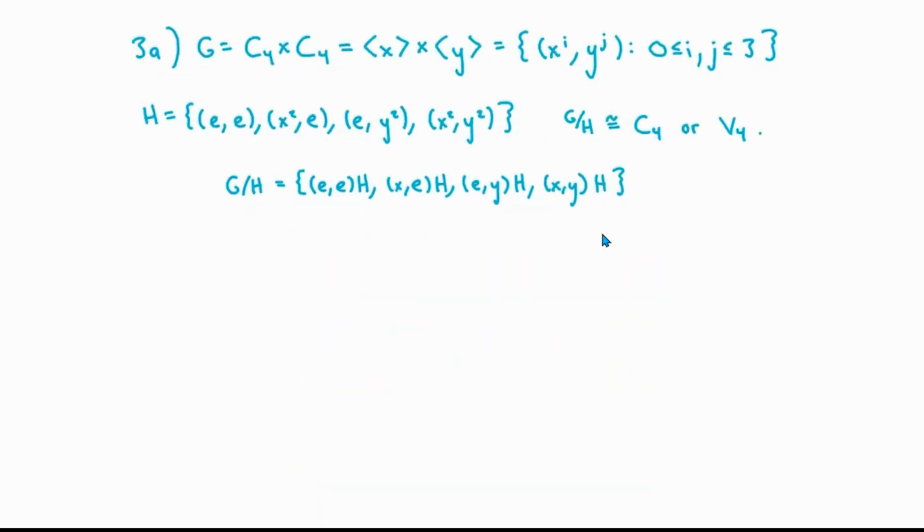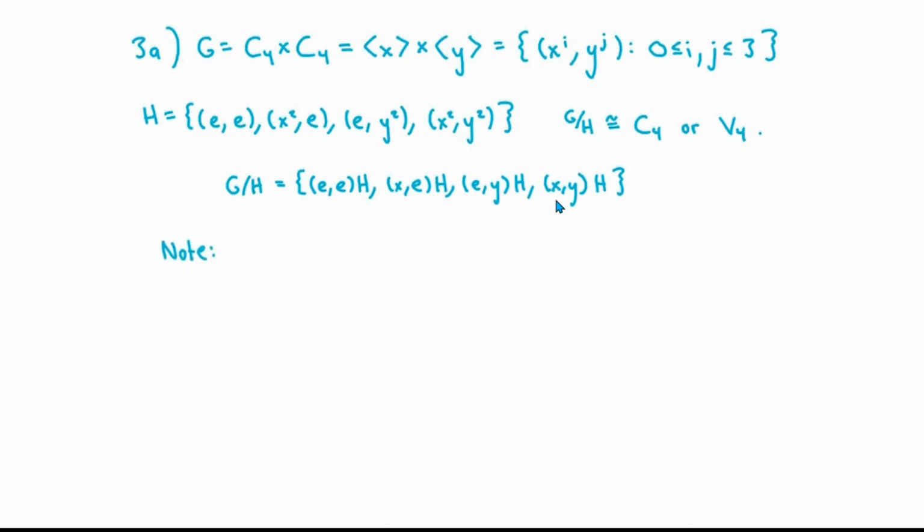Now, to try to understand the algebraic structure of the quotient group, let's first of all remark that because every element of the original group G has order dividing 4, we know that every element of the quotient group also has order dividing 4. So if I choose any non-identity element of the quotient group, it's going to have order 2 or 4.